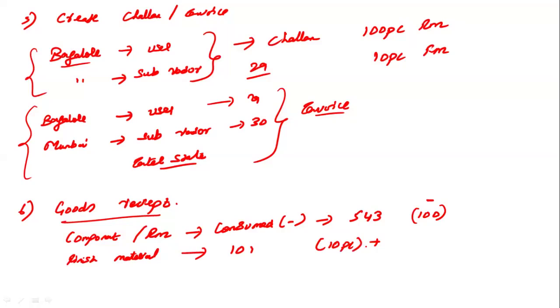But you still have this challan open in our system. So how can we reduce the quantity in the challan? To reduce the quantity in the challan, you need to reconcile the challan.